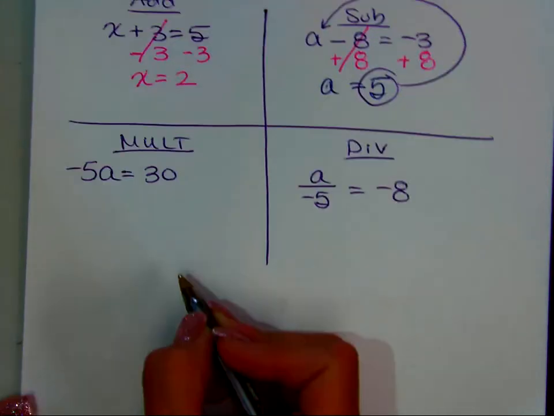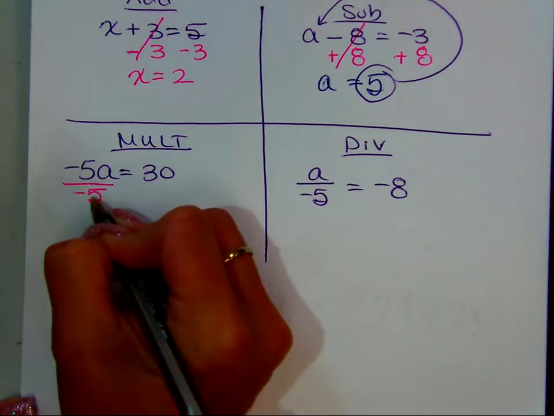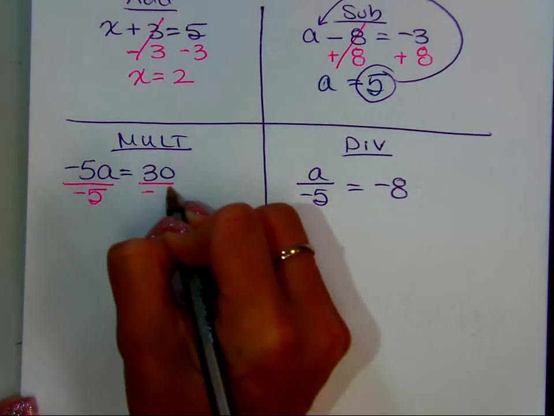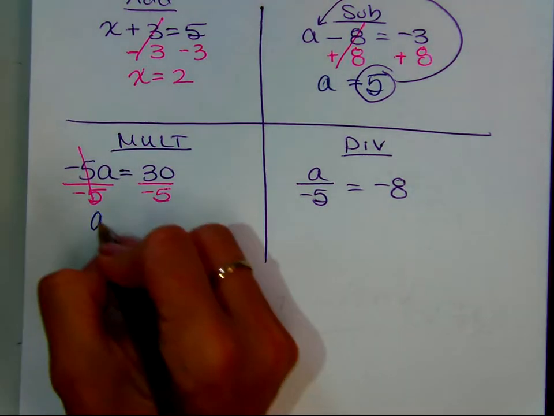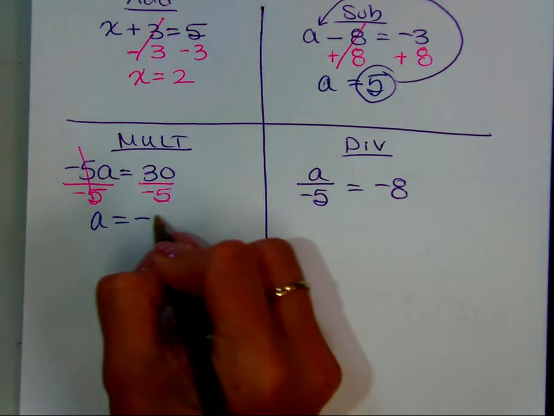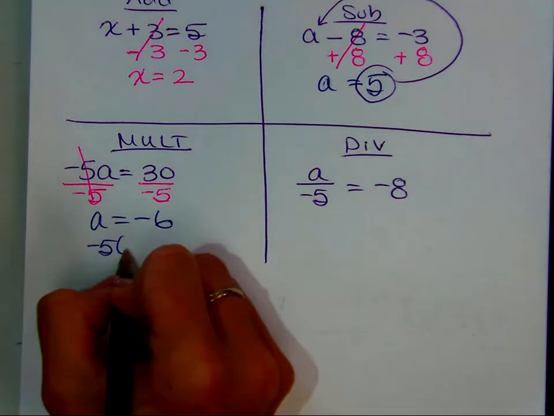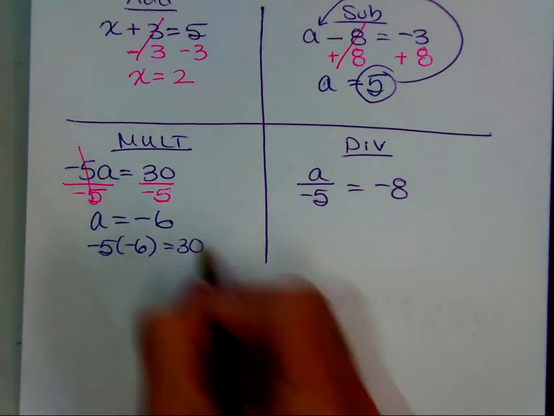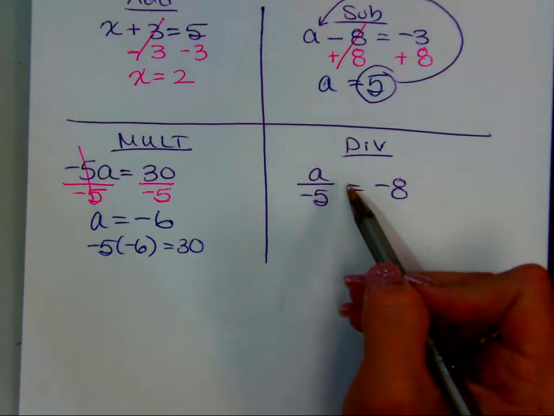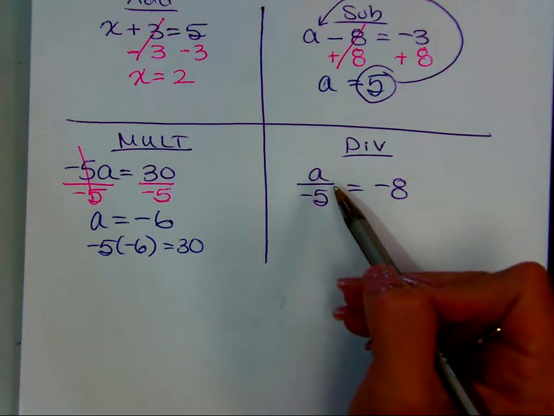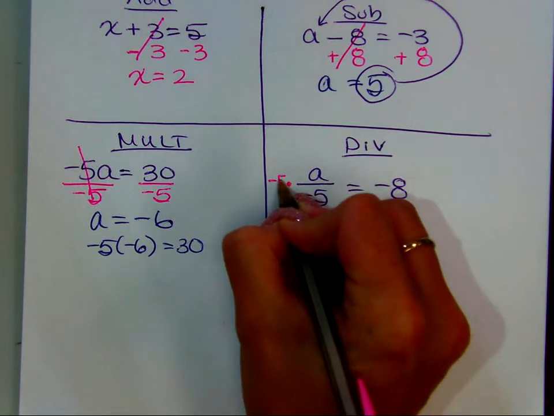So then the inverse operation of multiplying is dividing, so we will use the division property of equality, and we are going to divide by a negative 5, because we want the negative to cancel. And you could do the same thing over here. That leaves you with a equals positive, since a positive divided by a negative is negative. To check it, is negative 5 times negative 6 equal to positive 30? Yes, it is.